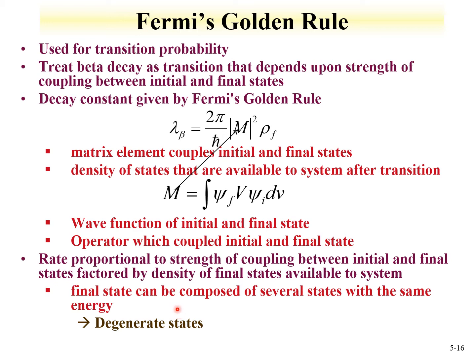So the final state can be composed of several states with the same energy. And this is classic in quantum mechanics. These are called degenerate states. So states with the same energy. So if I have a number of states with the same energy, that's going to improve the probability of decay.